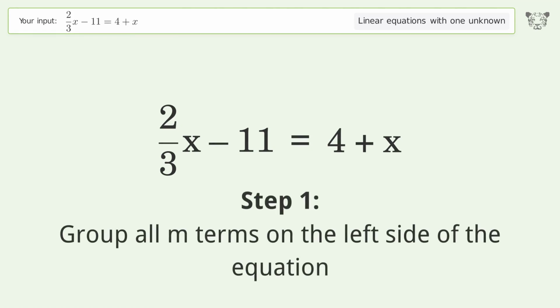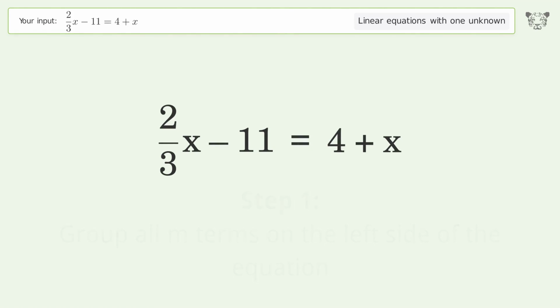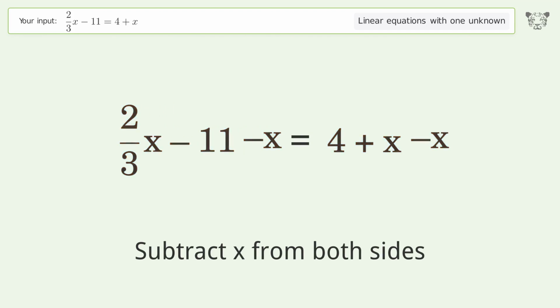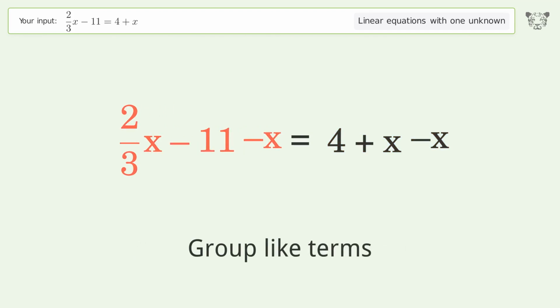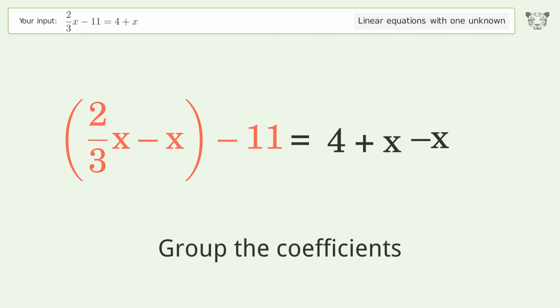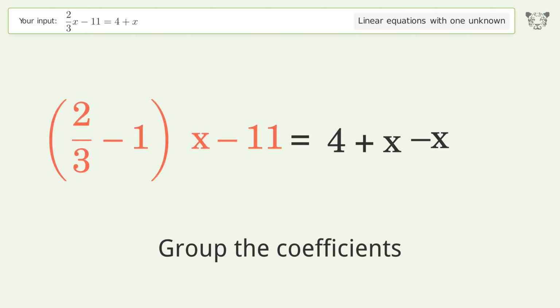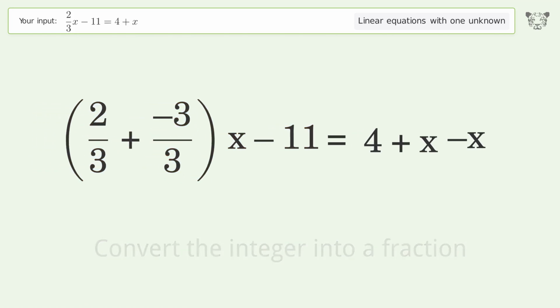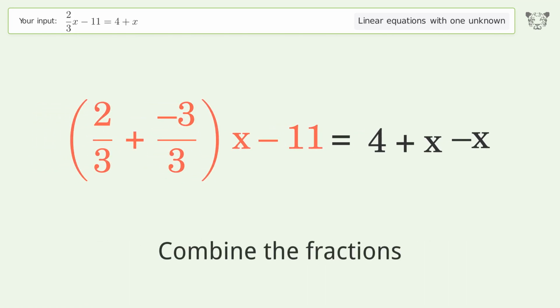Group all m terms on the left side of the equation. Subtract x from both sides. Group like terms. Group the coefficients. Convert the integer into a fraction. Combine the fractions.